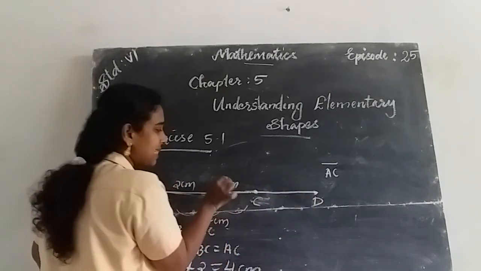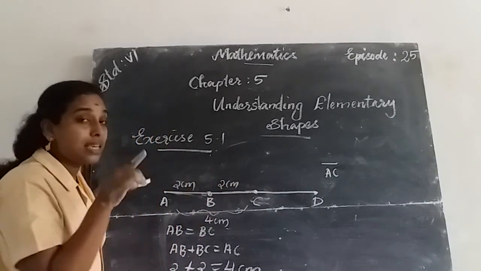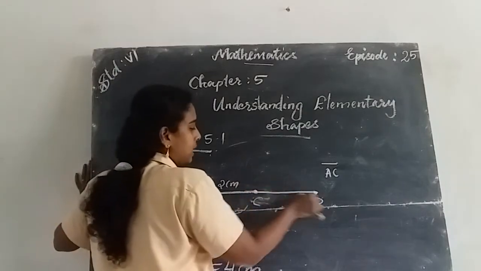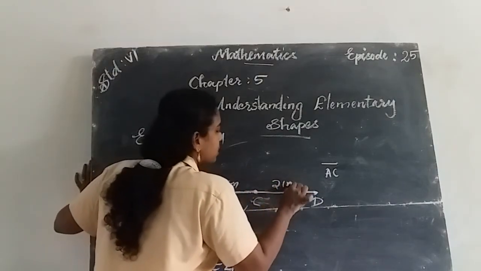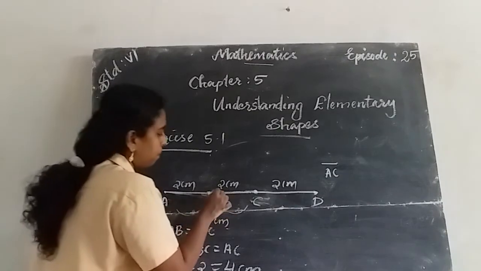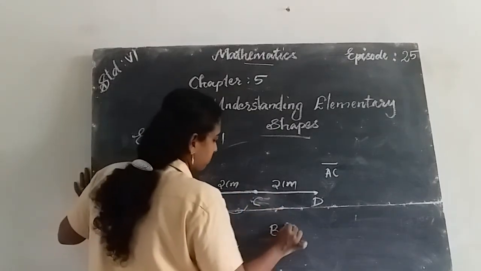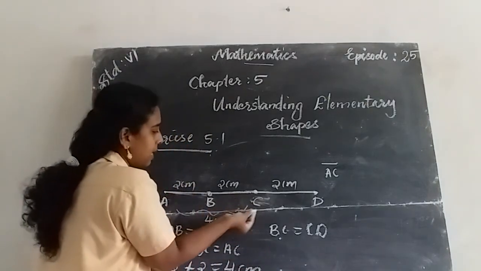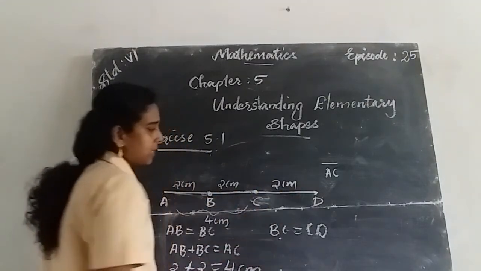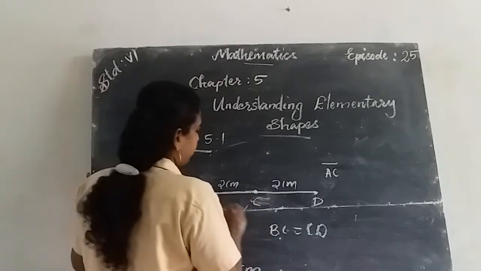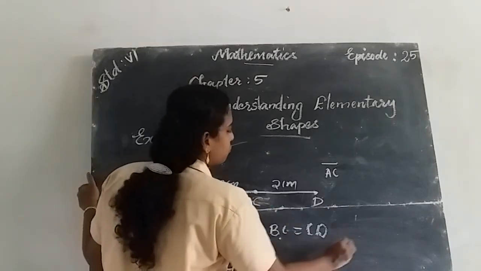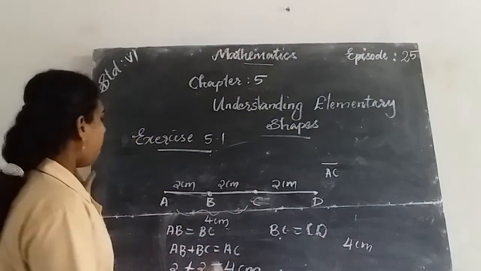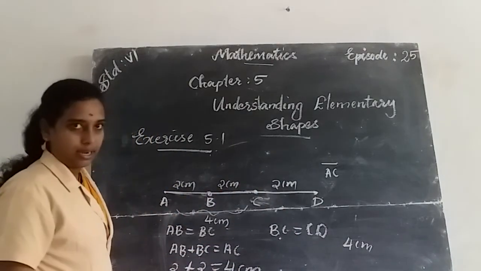Here BC is equal to 2 centimeter. C is the midpoint of BD. So you take the length of CD as also 2 centimeter. Okay. Then BC is equal to CD. Then we can say that C is the midpoint of line segment BD, and the line segment BD also measures 4 centimeter. That is 2 plus 2. Okay. So all the line segments are of equal length.